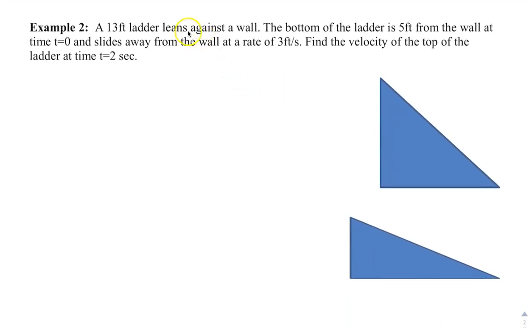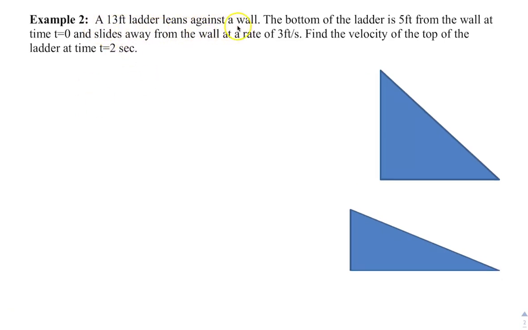A 13-foot ladder leans against a wall. I guess this is the wall. The bottom of the ladder is 5 feet from the wall at time t equals 0 and slides away from the wall at a rate of 3 feet per second. Find the velocity of the top of the ladder at time 2. Whew. Let's get situated now.